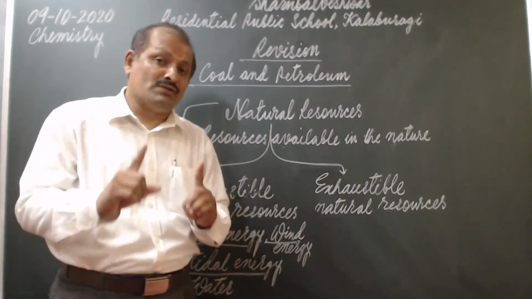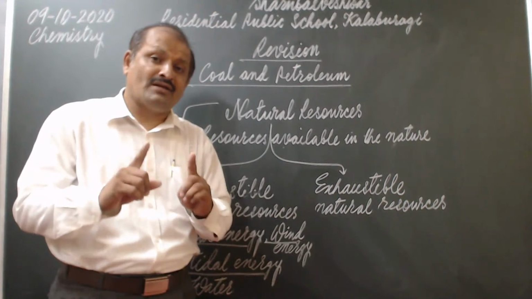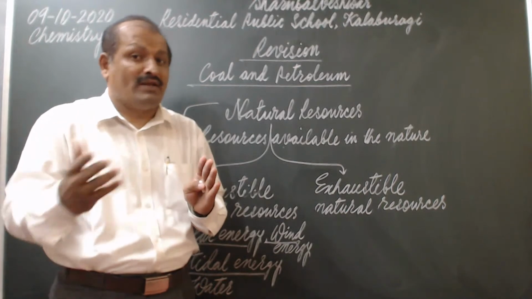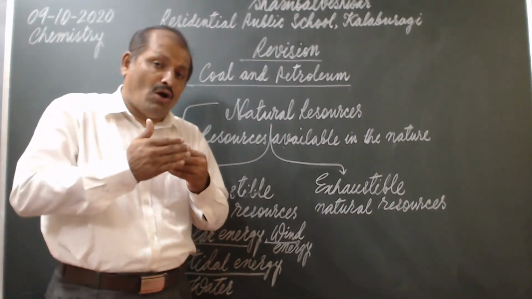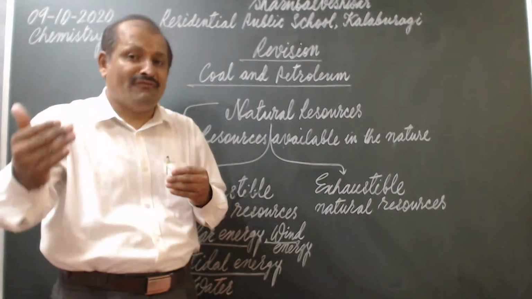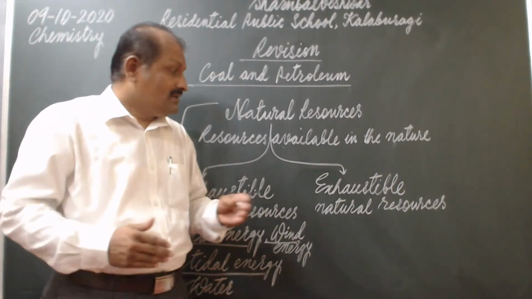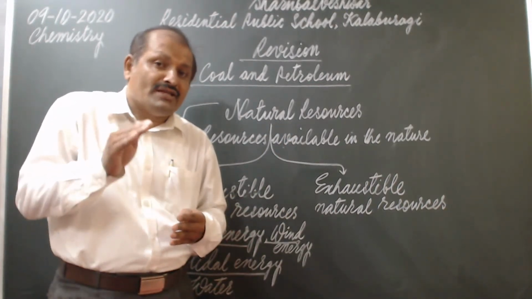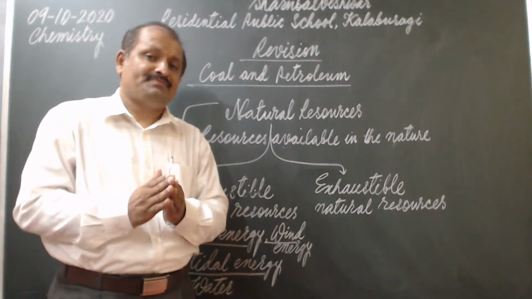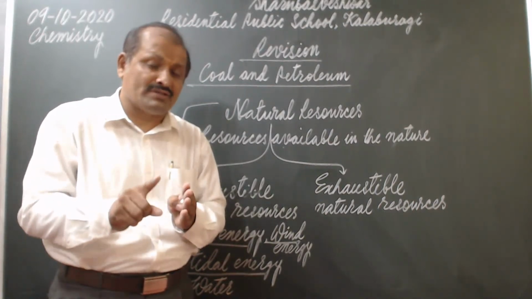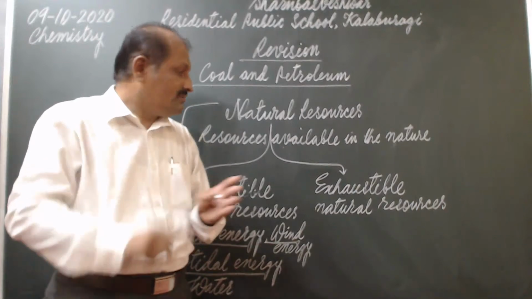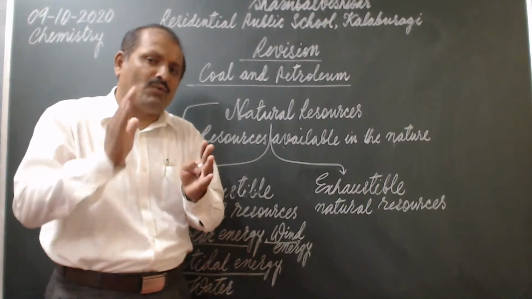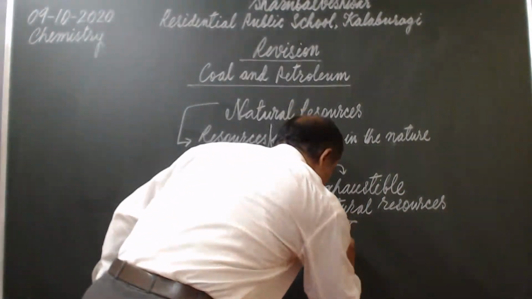And all the fossil fuels are exhaustible natural resources. They cannot be formed at once. It takes a very long time for them to be formed. Therefore, the natural resources which are available in nature in a limited quantity and are non-renewable resources of energy are called exhaustible natural resources. I am just going to give you one example, that is fossil fuels.